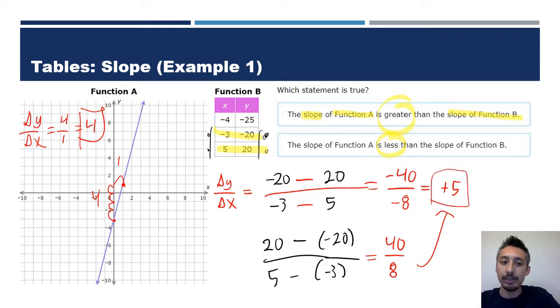And the last thing that we need to ask ourselves is, which of these slopes is bigger? Function A is 4, function B is 5. So the bigger one is 5. That means that your correct answer is the second option. Function A has a smaller slope. The slope is less than function B because it's 5.